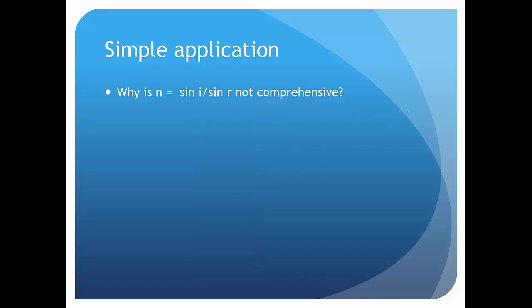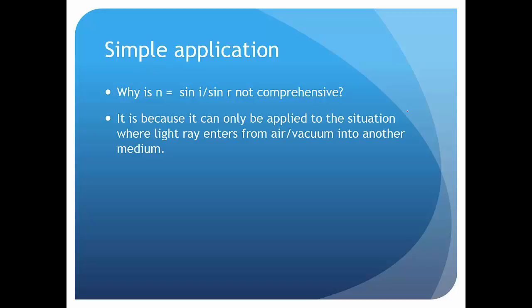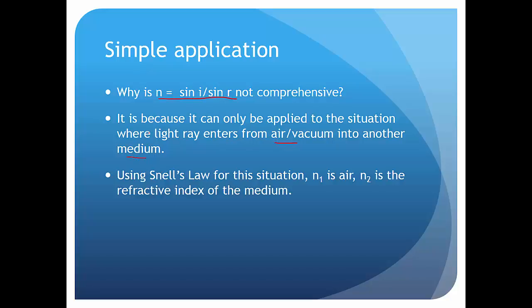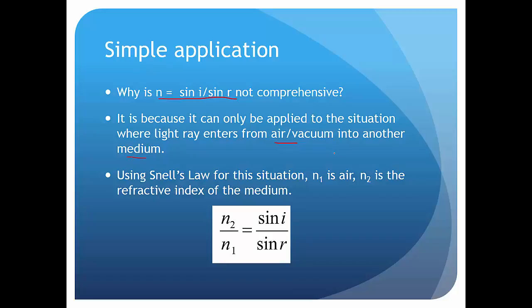Why is it that n equals sine i over sine r is not comprehensive? That is because this particular formula can only be applied to a situation where the light ray enters from air into another medium. Under Snell's law for this situation, the following applies. You find that n2 equals n1 sine i over sine r, and since n1 is air, that means this is 1, so it simplifies to the formula n equals sine i over sine r. So only in the previous situation does this particular formula apply.